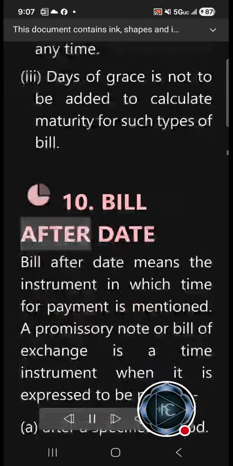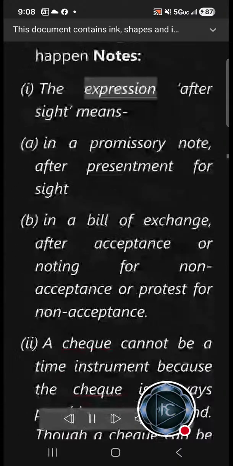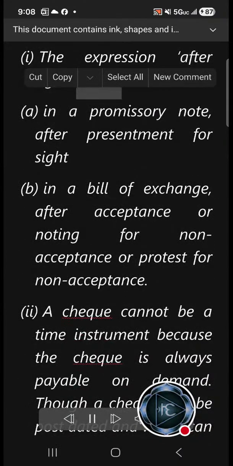10. Bill after date. Bill after date means the instrument in which time for payment is mentioned. A promissory note or bill of exchange is a time instrument when it is expressed to be payable after a specified period, on a specific day, after sight, or on the happening of an event which is certain to happen. Notes. The expression after sight means in a promissory note after presentment for sight, in a bill of exchange after acceptance or noting for non-acceptance or protest for non-acceptance.